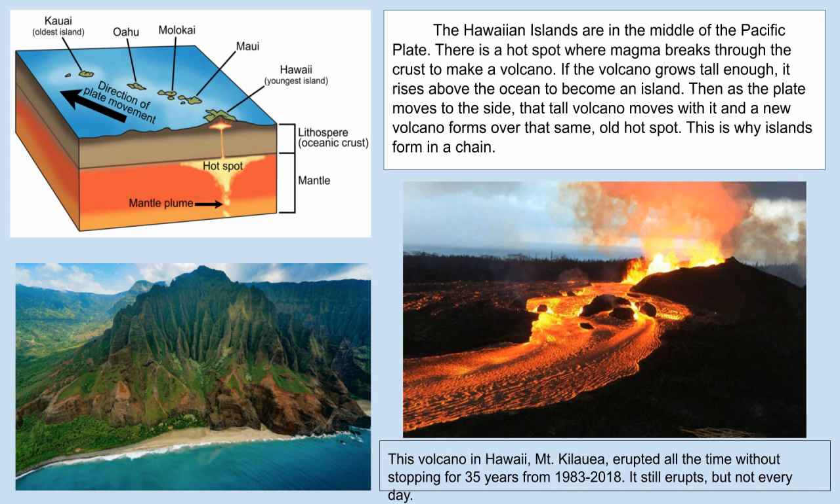Then, as the plate moves to the side, that tall volcano moves with it, and then a new volcano forms over that same old hot spot. This is why islands form in a chain. This volcano in Hawaii, Mount Kilauea, erupted all the time without stopping for 35 years, from 1983 until 2018. It still erupts, but not every day.